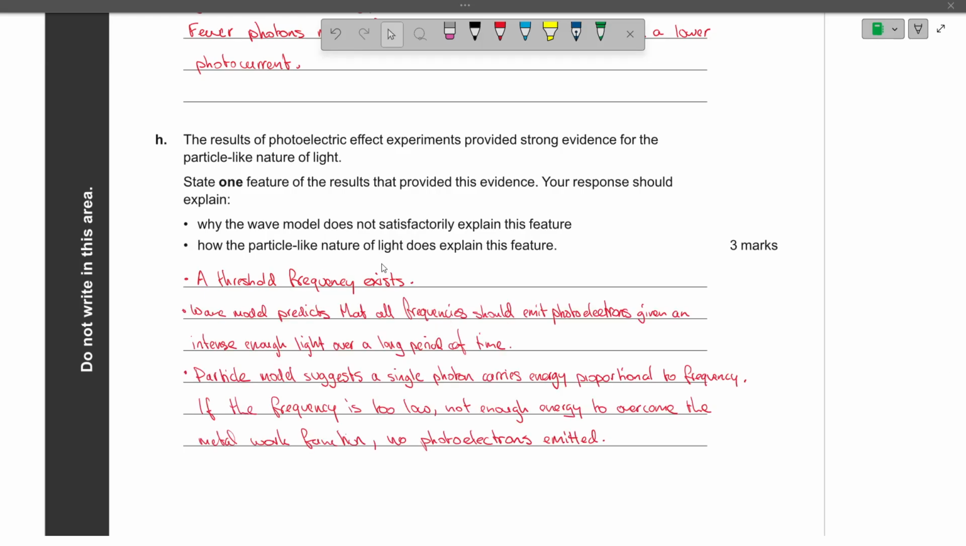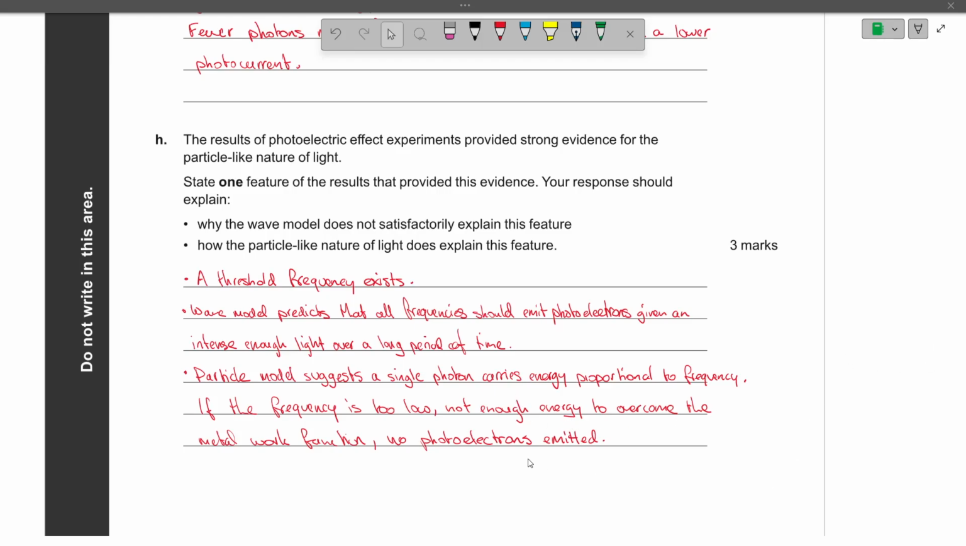All right, so here we go. I've used one of the key findings that a threshold frequency exists. The wave model predicts that all frequencies should emit photoelectrons given an intense enough light over a long enough period of time, but we don't see that. The particle model suggests that a single photon carries energy proportional to its frequency. If the frequency is too low, there's not enough energy to overcome the metal work function, and so no photoelectrons are emitted, thus a threshold frequency.